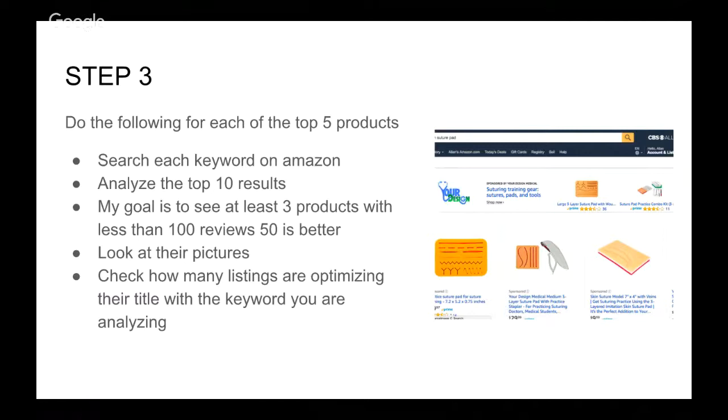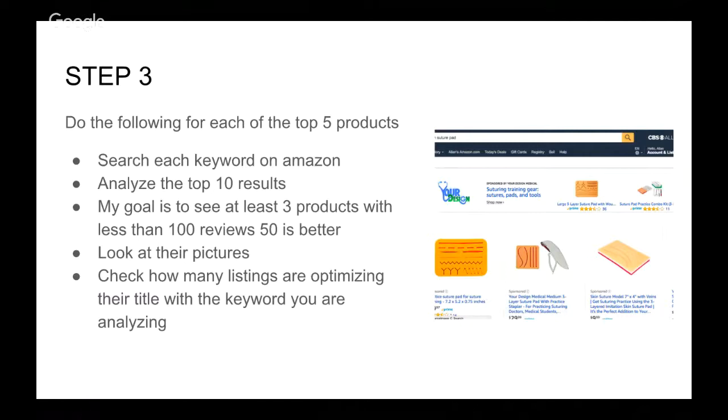So if I'm analyzing for plastic bottle, I want to see how many of those top 10 listings have that keyword in the title. And if I see 2 or 3 listings that don't have that keyword, that means they're not optimizing there. So I have a better chance of optimizing my listing with that keyword and ranking and beating them on the search results. So those are the things that I'm looking for when I'm analyzing, and I do that for each keyword. And I get a piece of paper and I start writing down.